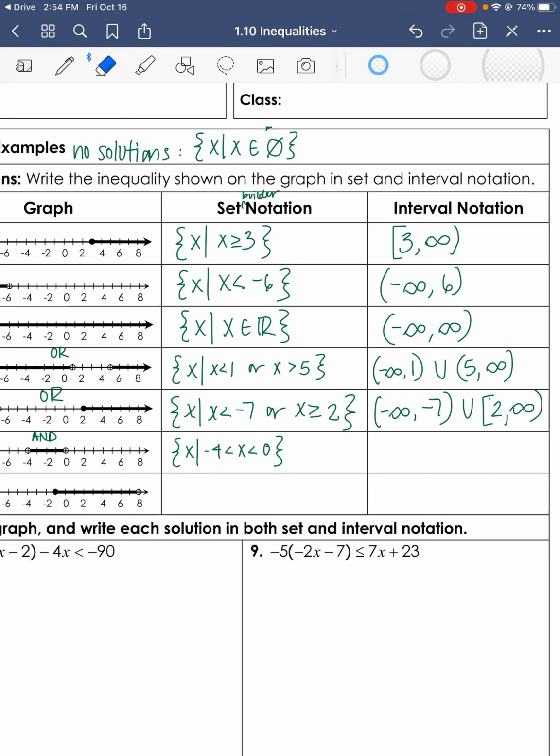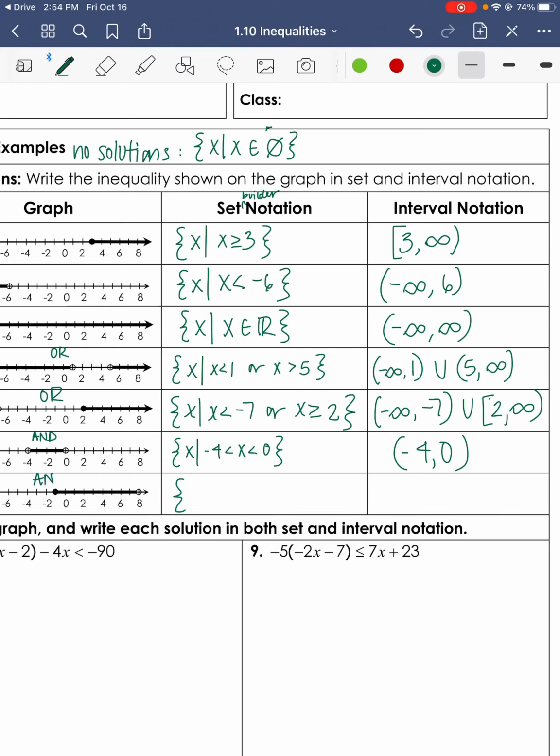We're looking at the lower bound, which is -4, and the upper bound, which is 0. It does not include either of these, so they're both going to get a parenthesis, and that's it. This is the interval over which x can be found. It is between -4 and 0, but not including either one of those.